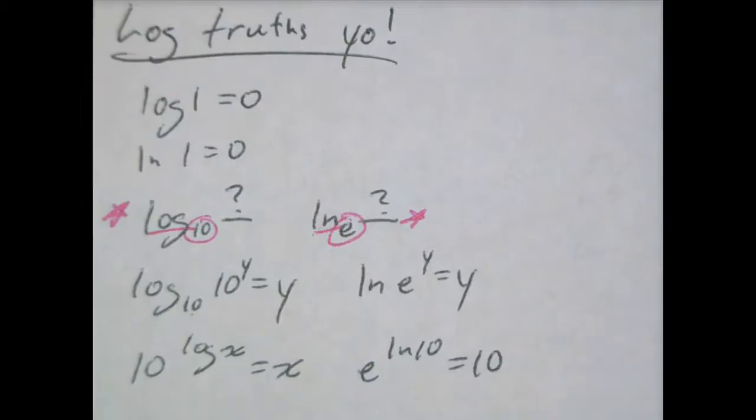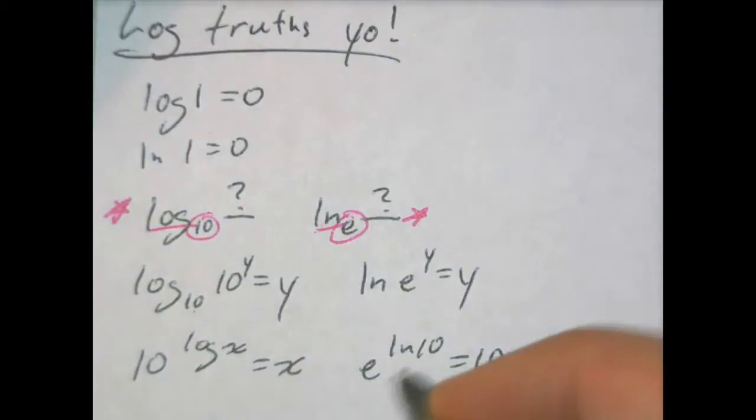Okay, and then our last one that we are going to explore: 10 to the log x equals x. I'm going to actually explore this one with a natural log, so we do one: e to the ln 10 is equal to 10. Pretty much, the base here is the same as the base here. It is just the number inside. So let's check it out.